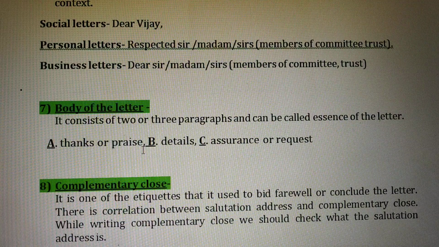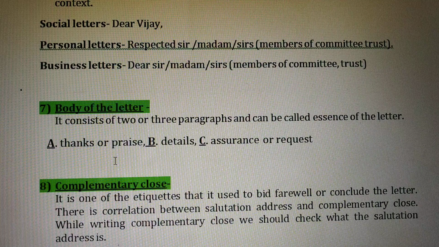Then main body of letter. Main body of letter consists of 3 points. First, introduction. Second, main details. Third, request. Introduction means what? Here I have given thanks, praise. Means what? You should thank. If you are doing continuously letter communication, then you should write thanks for earlier letter response, and then you should show the praise to that company.